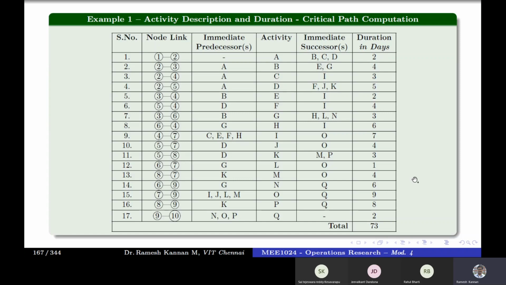And this is our problem. So today we'll be solving this network using the critical path method. Okay, so this is the node link, and this is the immediate predecessors, activities, immediate successors and duration. So far we have constructed the network, but we have not added the days.